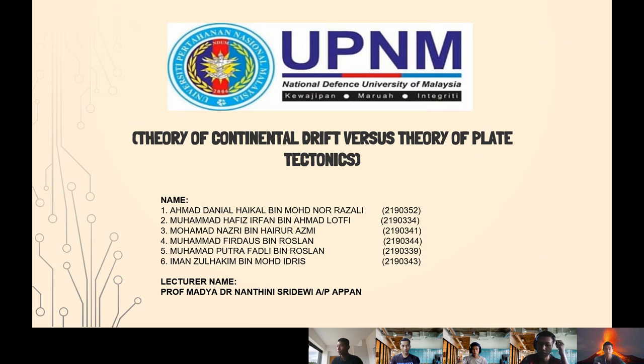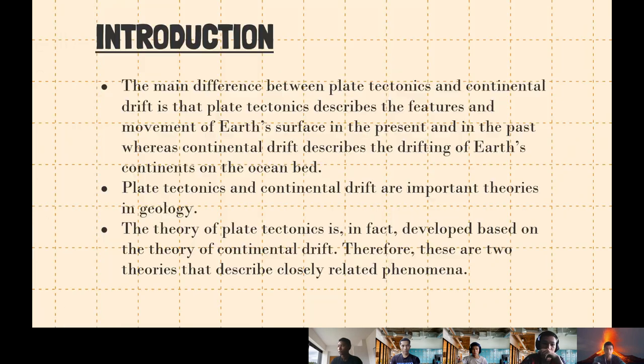The main difference between plate tectonics and continental drift is that plate tectonics describes the features and movement of Earth's surface in the present and in the past, whereas continental drift describes the drifting of Earth's continents on the ocean bed. Plate tectonics and continental drift are important theories in geology. The theory of plate tectonics is, in fact, developed based on the theory of continental drift. Therefore, these are 2 theories that describe closely related phenomena.